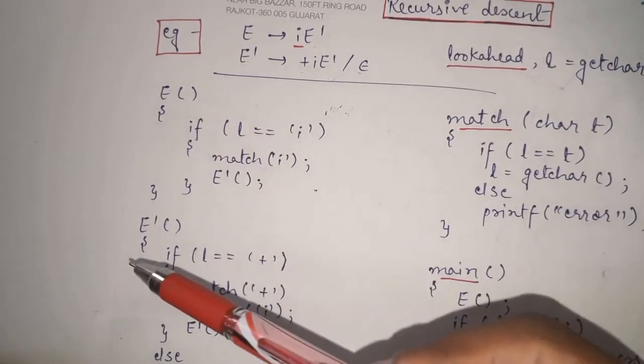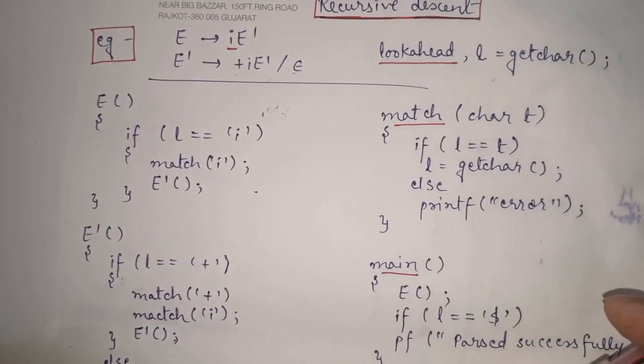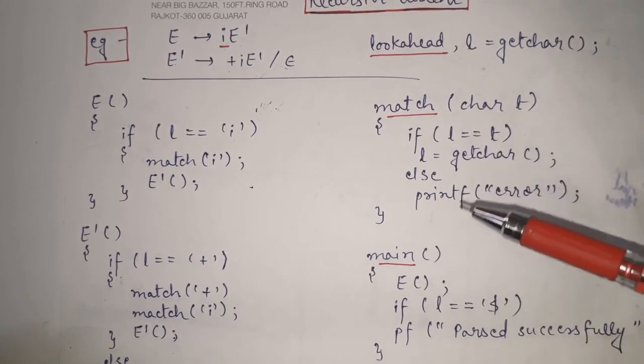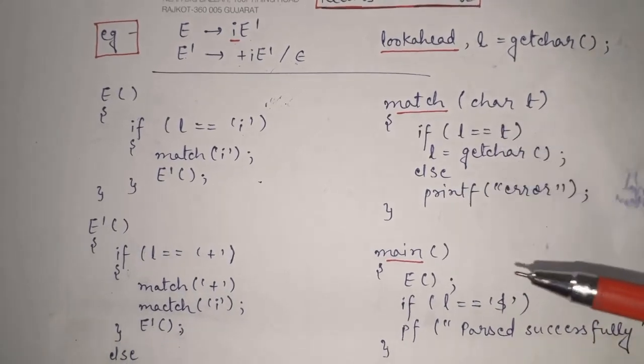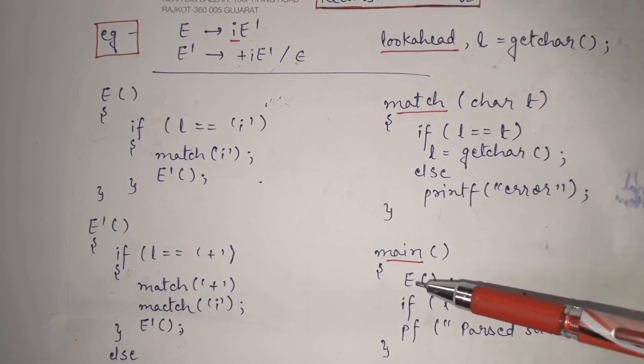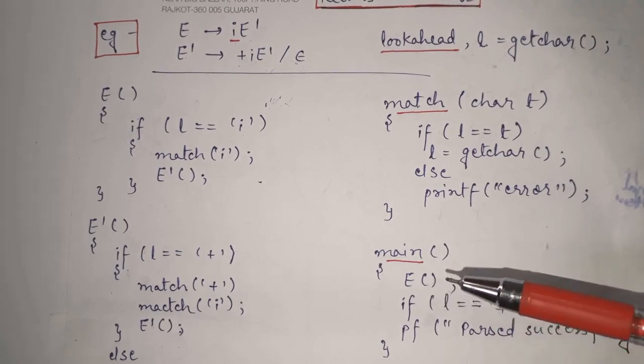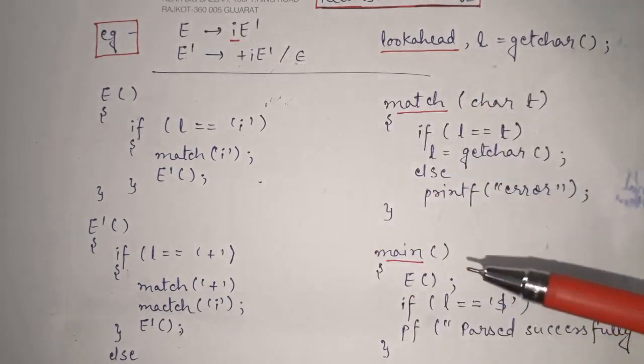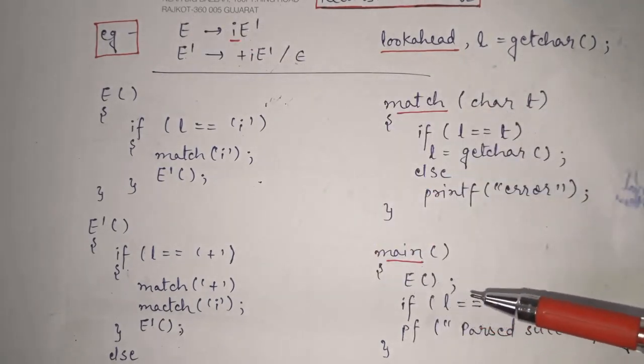We have written for E and E dash, and then one match function will be there, as I have already explained to you. And what is main function? In main function we will do simply nothing. We will simply call E. E is the starting symbol. From main we have to just call the starting symbol.